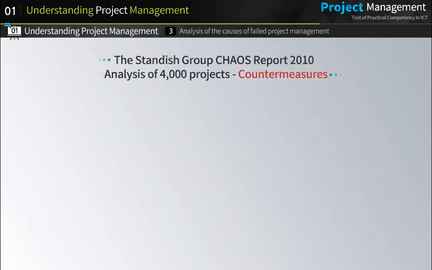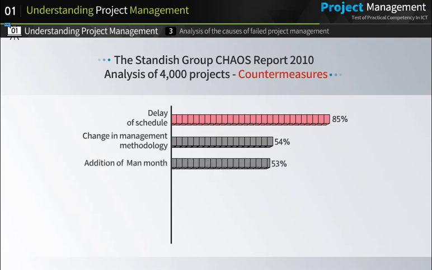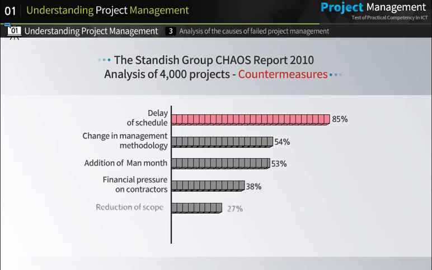Now, let's take a look at the countermeasures taken against failed projects. First, delay of schedule was the most common measure. Other countermeasures include change in management methodology, addition of more man-month, financial pressure on contractors, and reduction of overall scope.